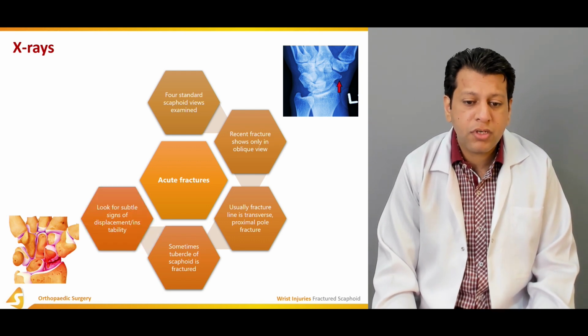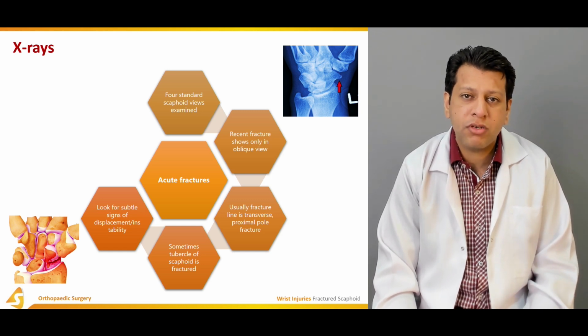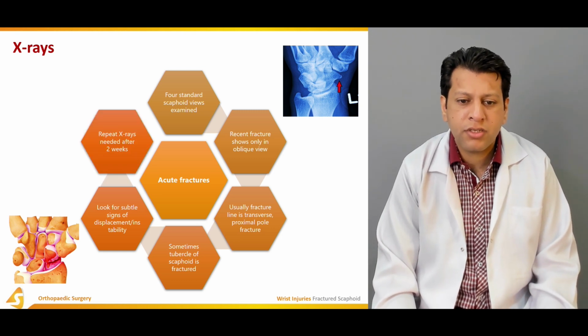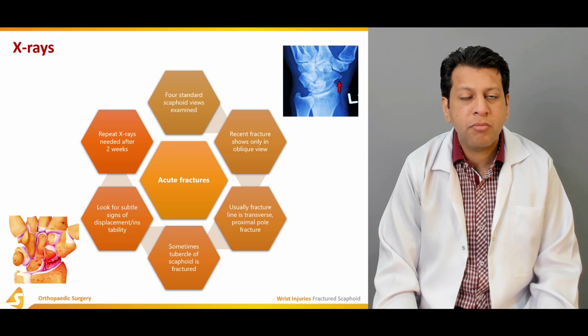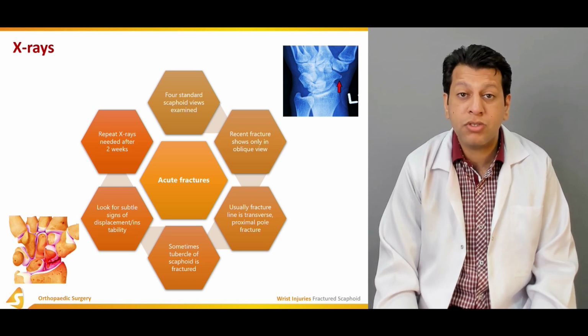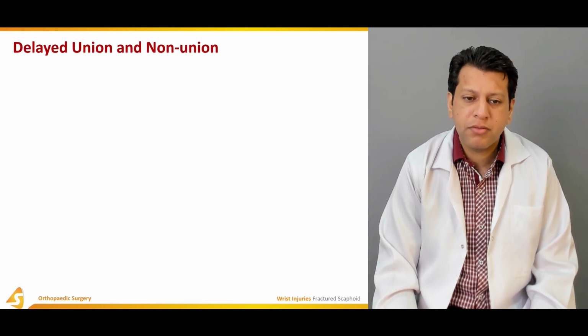Usually, you have to look for the subtle signs of displacement and instability as well. This can be seen on the Watson test, and with anatomical snuff box tenderness as well. The best is to get repeat X-rays after 2 weeks. If there is a hairline or subtle fracture which is still not seen, probably at 2 weeks' time that would be clearly visible.